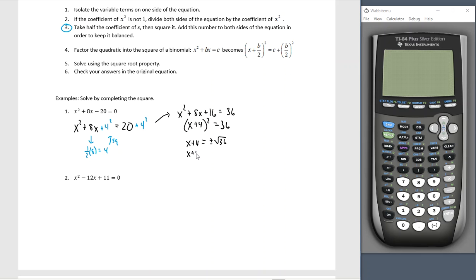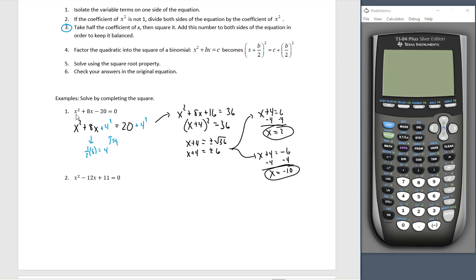I'm going to do one further step here. The square root of 36 is 6. So when I take this and write my two equations, x plus 4 equals 6 and x plus 4 equals negative 6. I don't have to simplify the square root both times. When I subtract 4, I'll end up with x equals 2. And when I subtract 4 in the second equation, I end up with x equals negative 10.